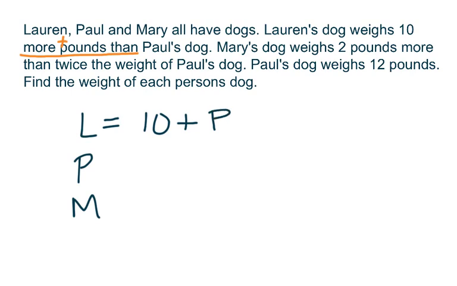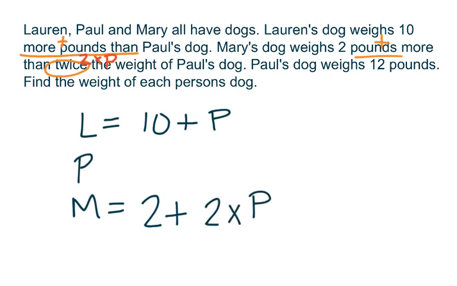Mary's dog weighs 2 pounds more, so that's addition. 2 pounds more than twice the weight of Paul's dog. Where I see twice the weight, that's going to signify 2 times Paul's dog. So I'm going to go ahead and write an equation for Mary. Mary's dog weighs 2 pounds more than twice what Paul's dog weighs.